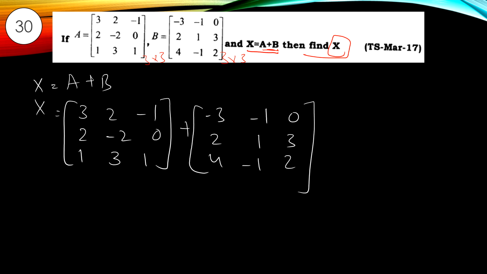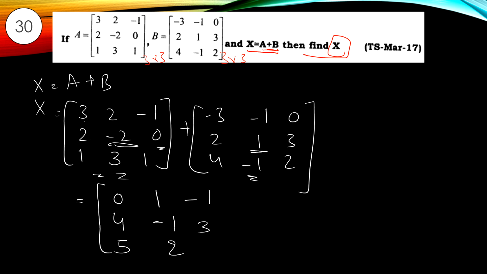So just add these two matrices by taking the corresponding elements. So 3 minus 3 is 0. 2 minus 1 is 1. Minus 1 plus 0 is minus 1. And 2 plus 2 is 4. And minus 2 plus 1 is minus 1. And 0 plus 3 is 3, and 1 plus 4 is 5, and 3 minus 1 is 2, and 1 plus 2 is 3. So this is the X matrix. X is equal to this result. Okay, next question.